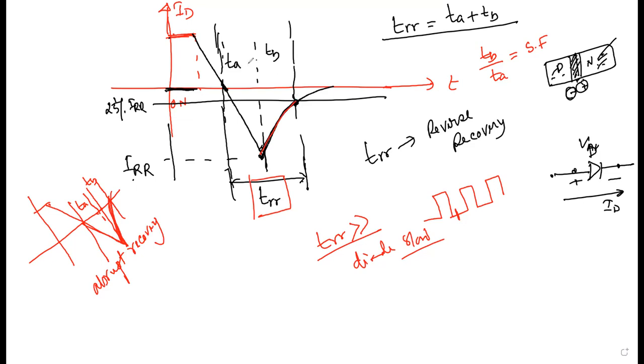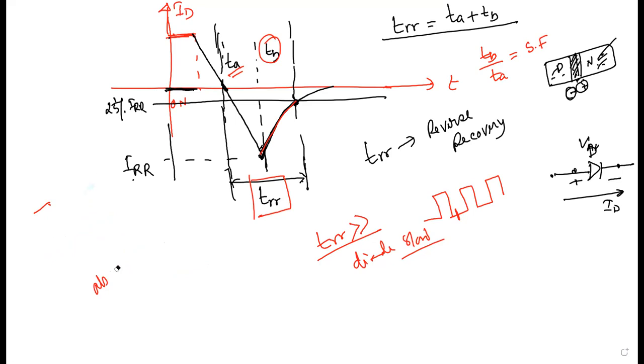Okay, because TB is comparable to TA. If TA is much larger than TB, that means that is the abrupt recovery. Okay? So the abrupt recovery is actually good for us. Yes, preferable. Abrupt recovery is preferable, definitely preferable.